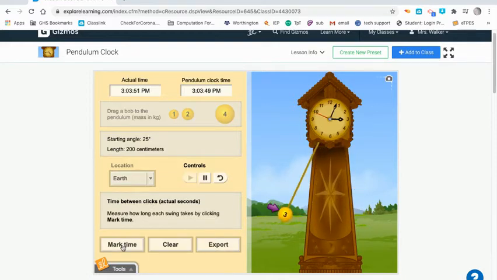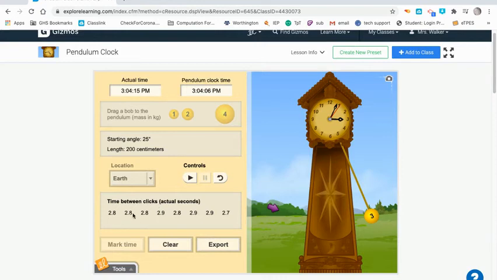And the pendulum swings and I clicked it when it got back to the arrow. You can see that was 2.8 and that was 2.8. Oh, I'm doing really well. Okay, 2.9, 2.8, 2.9, 2.9, 2.7. Okay, so I think I did that enough times.